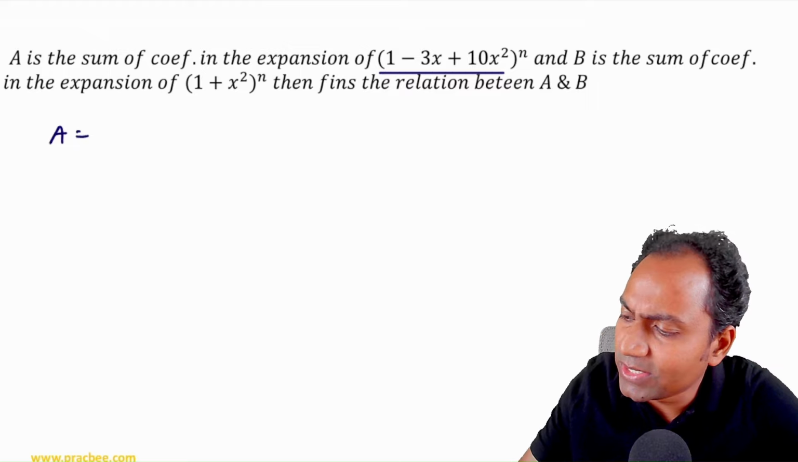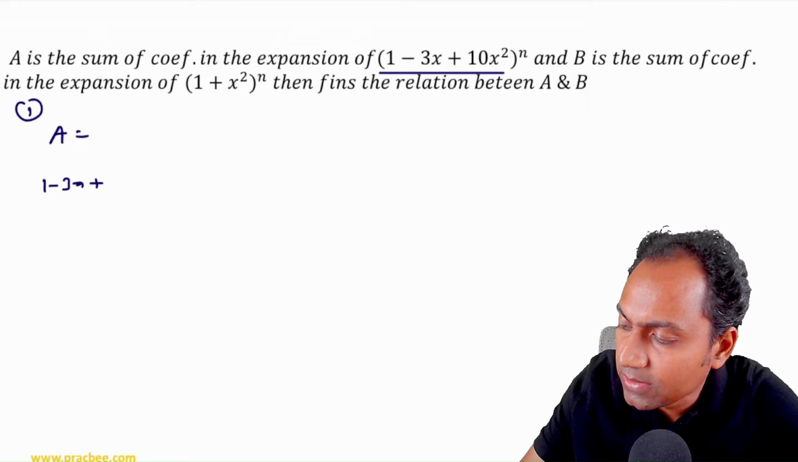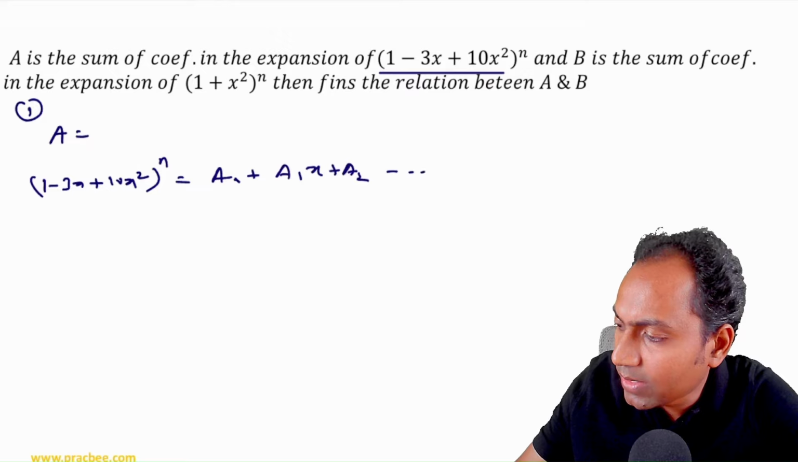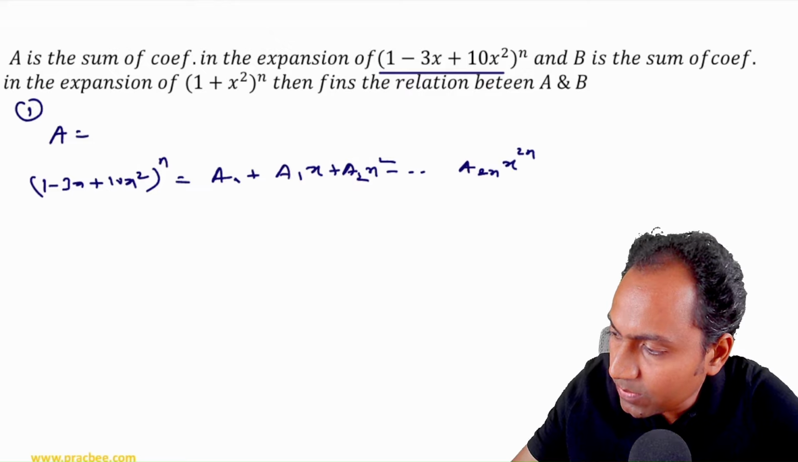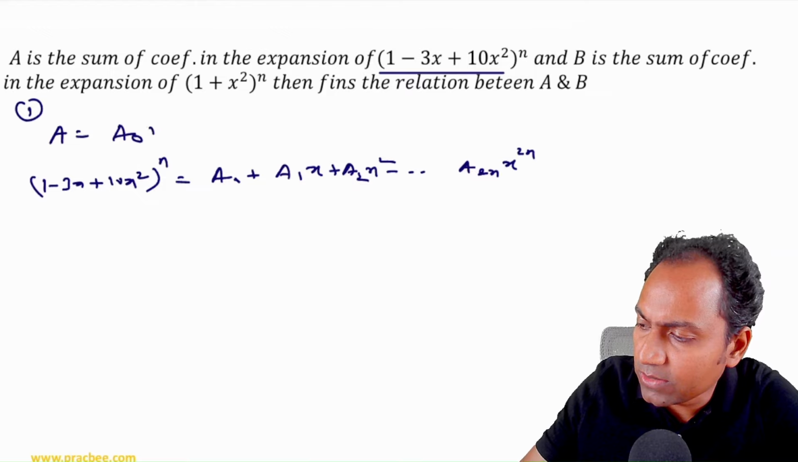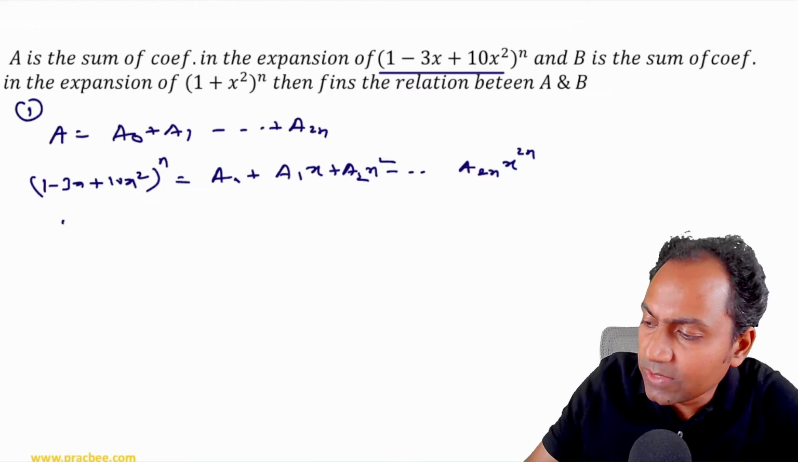So now this is very simple to find. If I want to find it, I can write 1 minus 3x plus 10x square raised to the power n. So let us write a naught, then a1 into x, then a2 into x square, so on and so forth. And the last one would be nothing but a2n x raised to the power 2n. So what they're asking is the value of a, which is nothing but a naught plus a1 till a2n. And there is a very simple trick to find this.